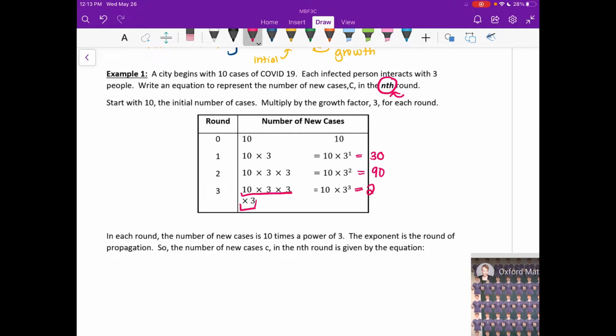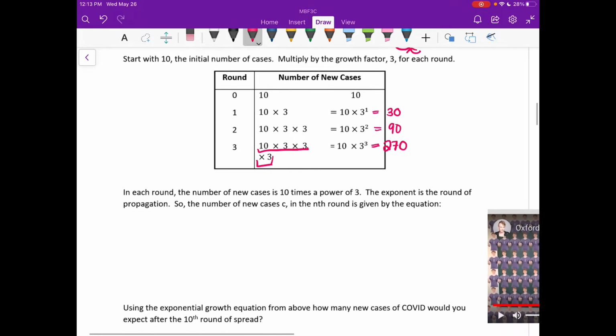So now we have 270 people who have gotten the virus after 3 rounds. So that's about 15 days later, we have 270 cases, right? Now each round, the new number of cases is 10 times some power of 3. Notice how it's 10 times 3 to the power of 1, 10 times 3 to the power of 2, 10 times 3 to the power of 3, and you can assume that the next one's going to be 10 times 3 to the power of 4, and so on and so forth.